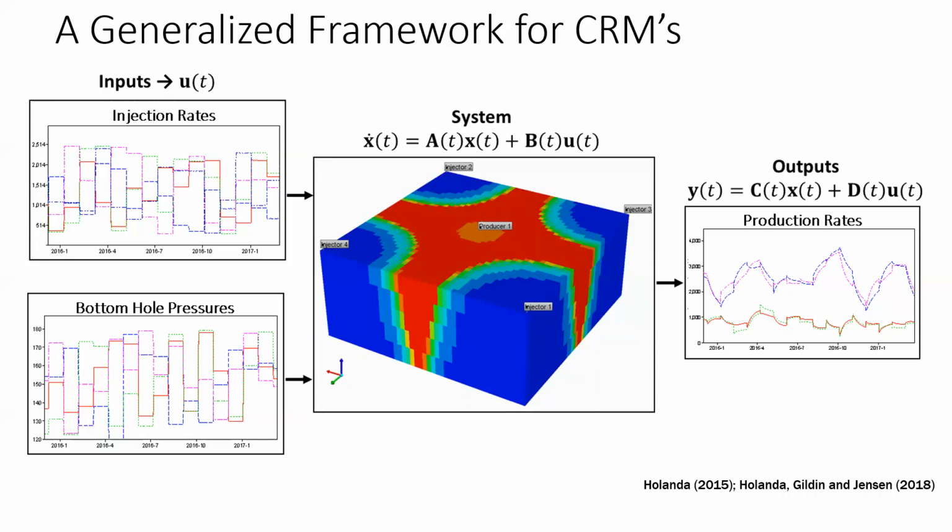The inputs are injection rates and producer's bottom hole pressures, while the outputs are liquid production rates. For a given CRM representation, the structure of the matrices A, B, C, and D are known. However, the values of parameters need to be learned by feeding time series data of inputs and outputs, which characterize a gray box systems identification problem.